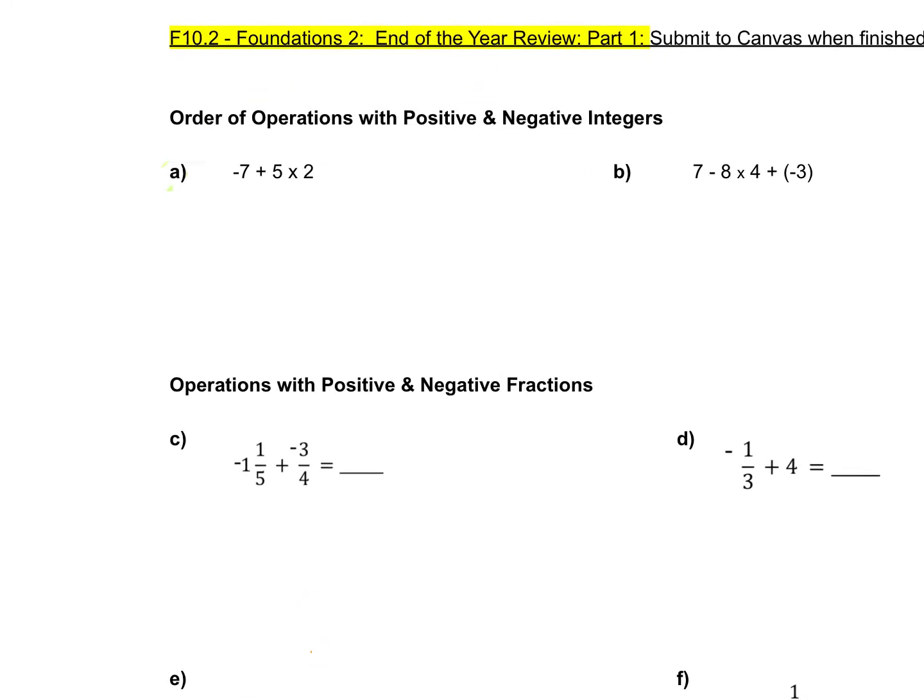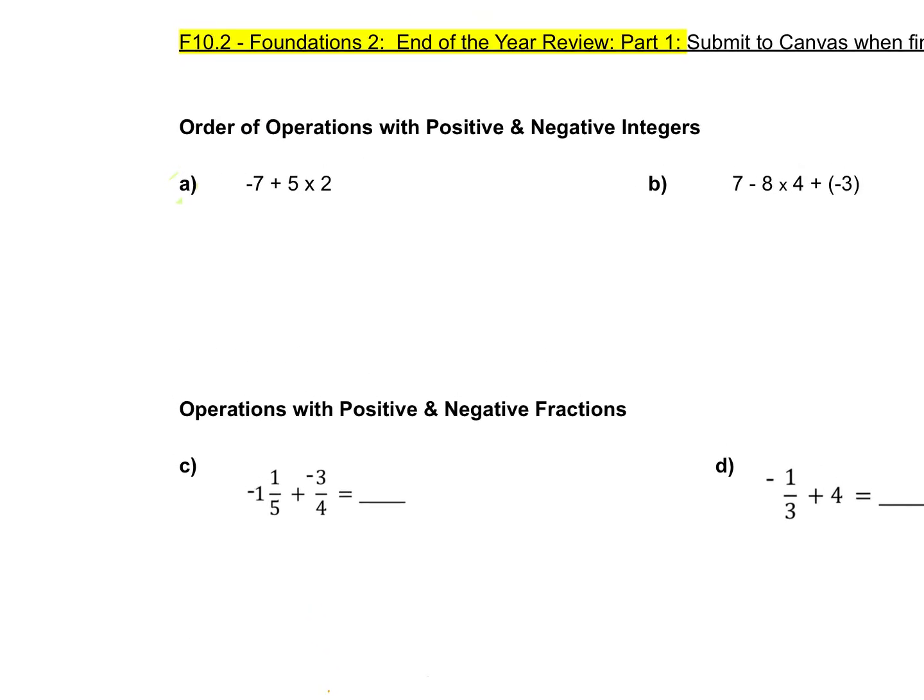Let's go ahead and check your work here. So remember, with the order of operations, I need to multiply first, and I'm going to rewrite this as -7 plus 10, which would give me an answer of 3.